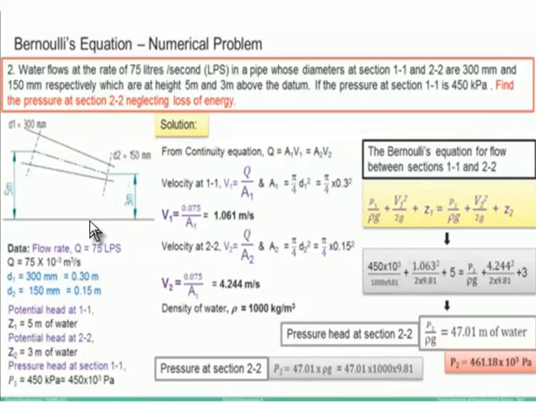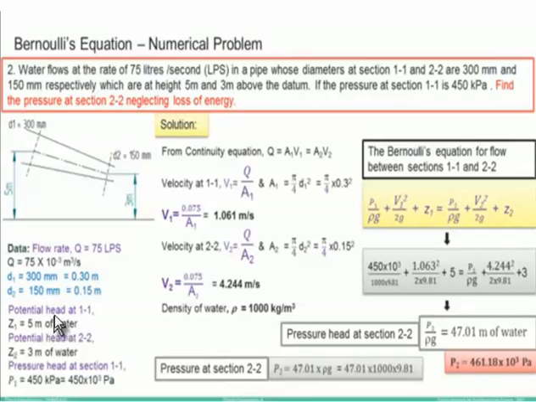Okay, so write down all the given data. First, the flow rate is given as 75 liters per second, which we have to convert into meter cube per second, that is Q is equal to 75 into 10 raised to minus 3 meter cube per second. He has also given D1 as 300 mm, which is equal to 0.3 meter, and D2 as 150 mm, which is equal to 0.15 meter. We have to convert it into meters.